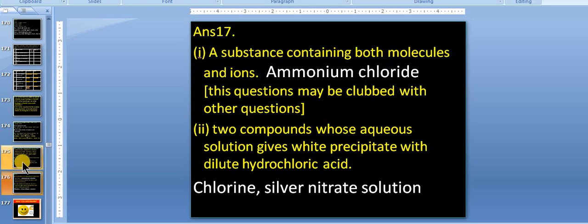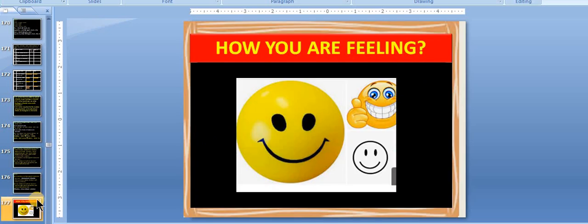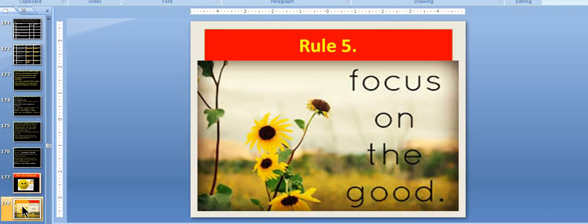Okay. So the answer we have to give from the solution. Lead nitrate also can give. Yes. Lead nitrate also can give white precipitate with hydrochloric acid. Right, absolutely right answer. Now, how are you feeling? Are you able to cover ammonia now? Great. Okay, nice. So that's the answer I usually seek from the student.